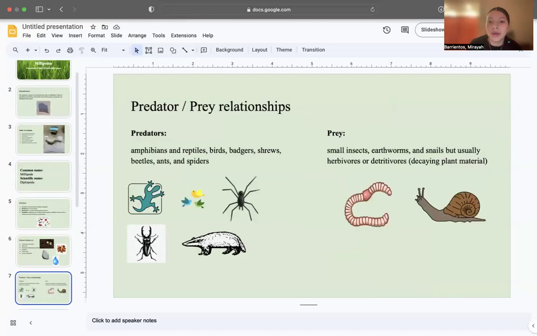So for their predator and prey relationships, the predators, the things that try to eat them, are like reptiles, birds, badgers, shrews, which are these things. I think beetles, ants, and spiders. And prey, like things that they eat besides decaying plant material, is small insects, earthworms, and snails, but usually they're herbivores or detritivores.